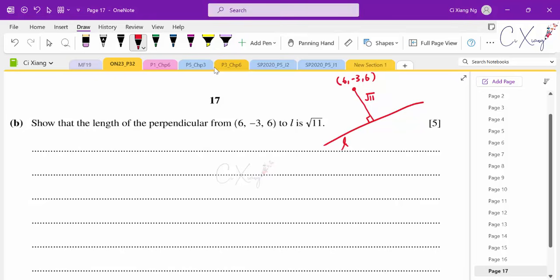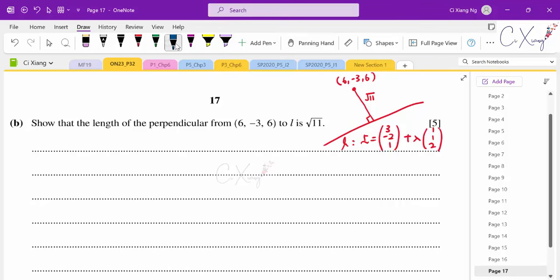For the line L, just now in part A, we already have the vector equation. To help you recall, the vector equation for the line L is (3, -2, 1) plus lambda (1, 1, 2). This is the vector equation for line L. Then I'm having the point.